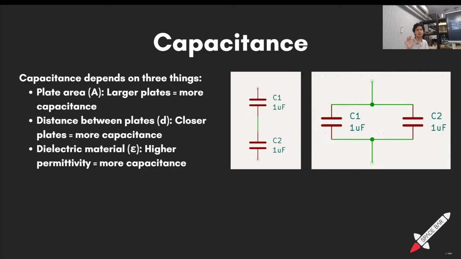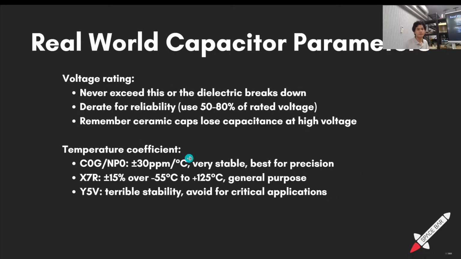Basically, I also want to talk about the fact that you can put capacitors in series and in parallel. When you put capacitors in series, the capacitance halves if the capacitance is the same. So capacitance decreases in series and it increases in parallel. It's the opposite of resistors. Exactly opposite.